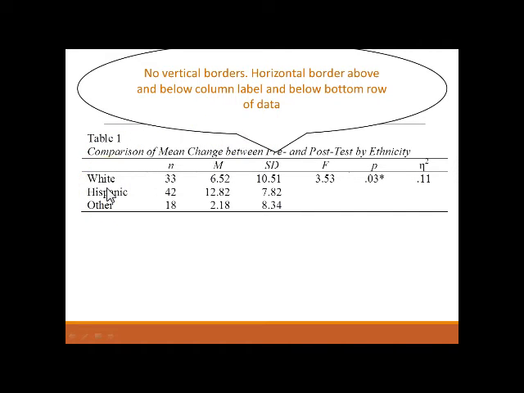So in either case, the default is that you're going to have vertical borders around all of the cells and that there are horizontal borders as well. And so you're going to go in and turn them off. The only ones that you should have left would be a horizontal border above and below your column headers, and then a horizontal border below your last row in the table.